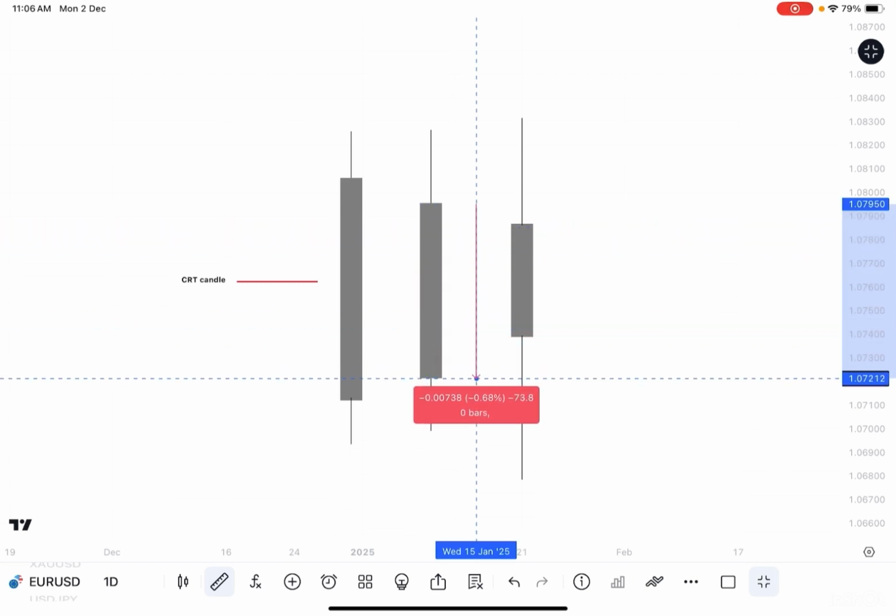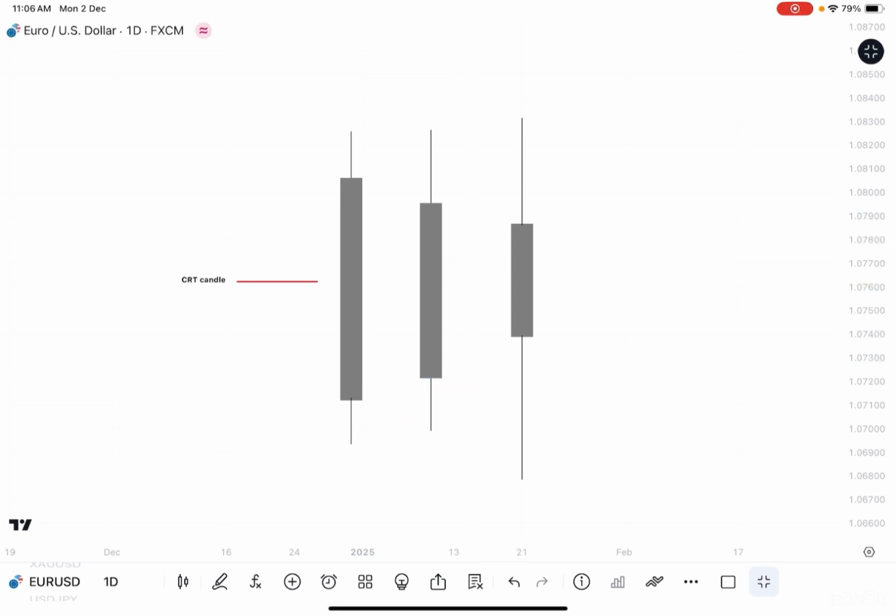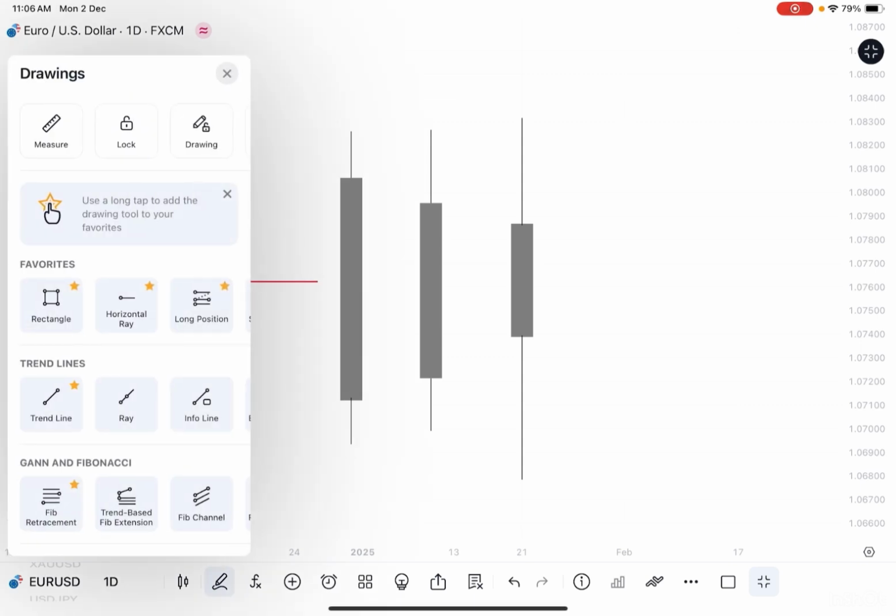The length of the body of this candle is 0.68. So which is greater? The body of this candle is greater than the wicks, because the length of the wicks is 0.49 and the length of the body is 0.68. So this is a clean CRT candle. Now, trend line.